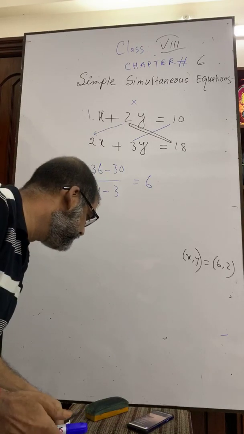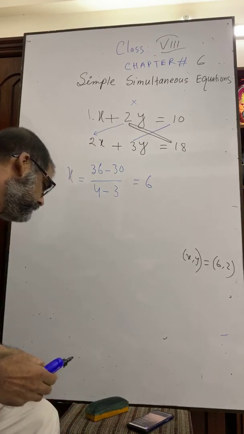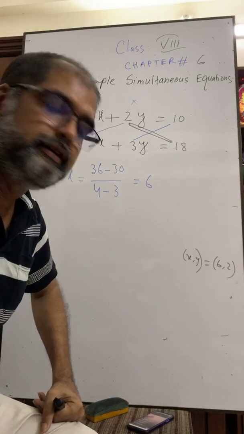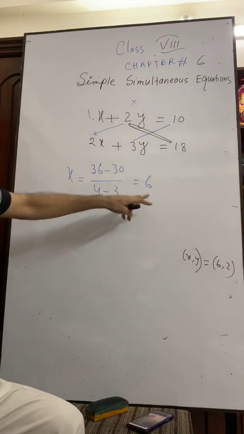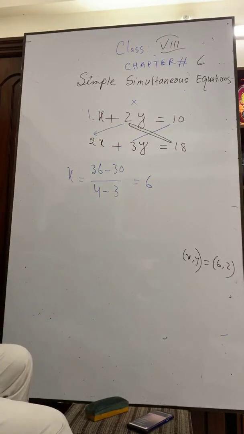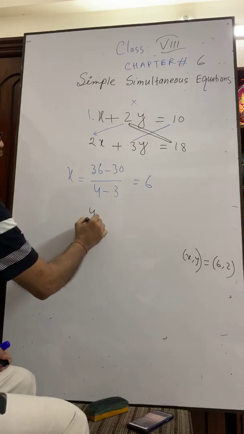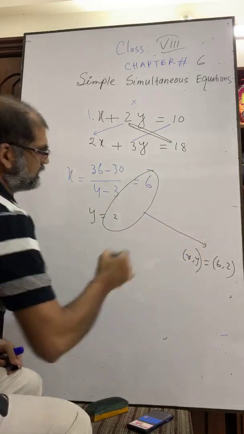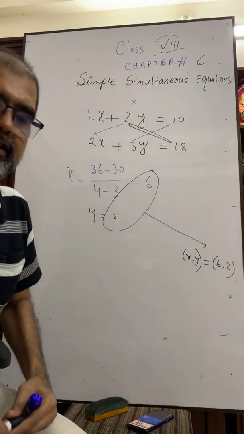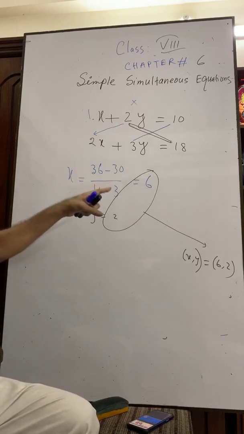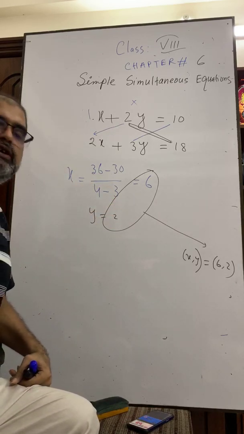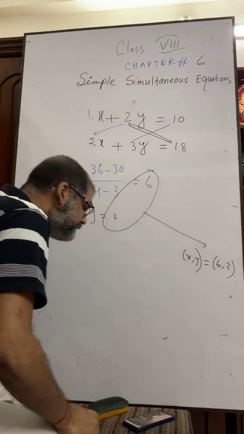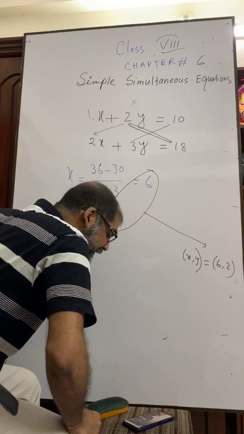Have you got it? Just let me know where you have failed to understand. Now, we find x equals 6, then putting x equals 6 in equation 1, we get y equals 2. You see, 6 and 2, the same result as we got by the elimination method. Have you got it?